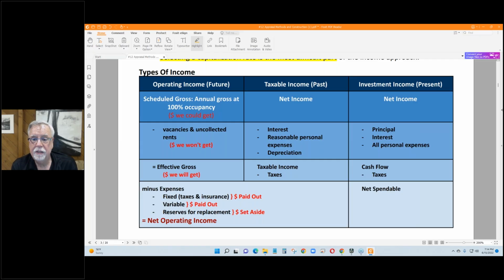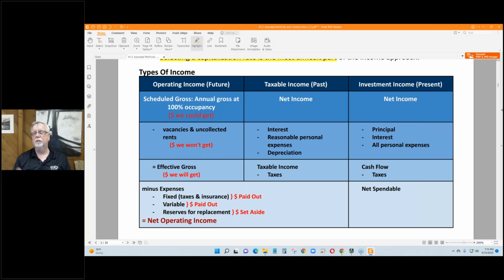Now, if you're doing your taxes, you would start with your net income. You would deduct interest payments up to a certain amount, but not principal, because the IRS doesn't consider giving back the money you borrowed a cost, right? Interest is a cost, but giving back the money is not a cost. Reasonable personal expenses, right? First class from Brazil, you're going to have trouble with that. But you have to convince the IRS, if they audit you, that your expenses were reasonable. And then there's this depreciation deduction, which I talk about in income tax class, where you can lower your taxable income. You end up with taxable income from which you pay your taxes.